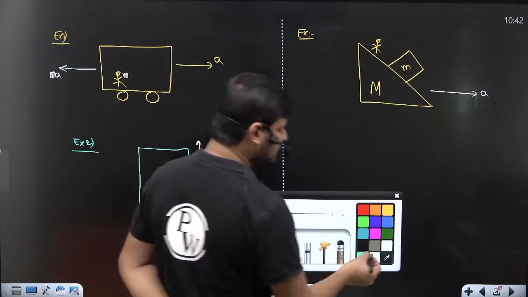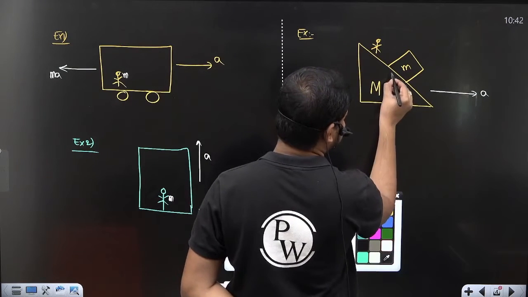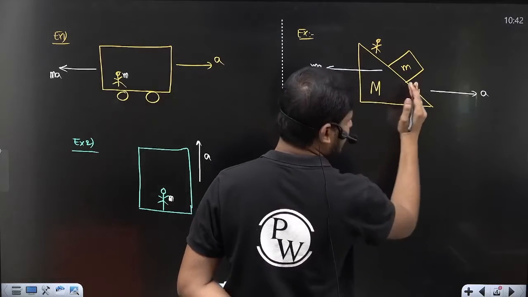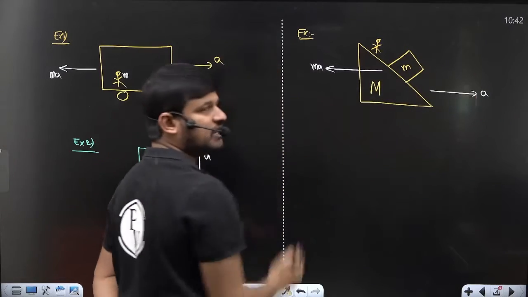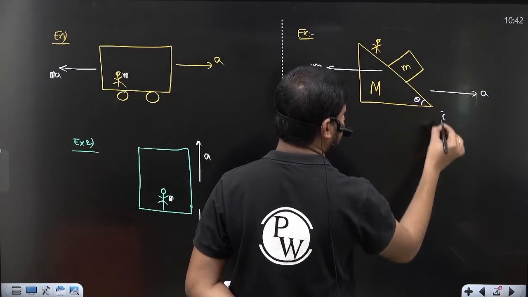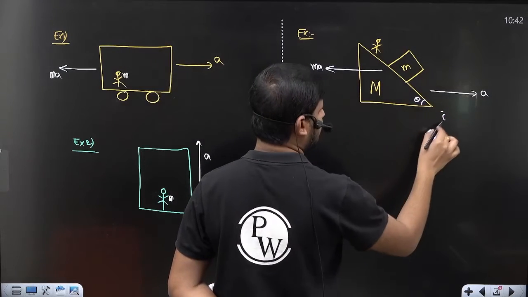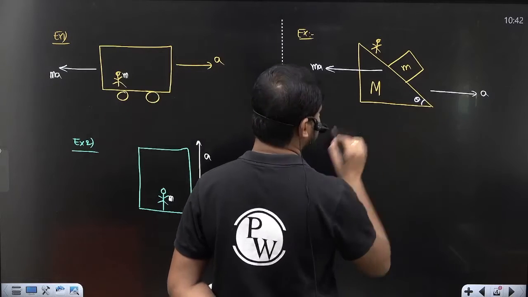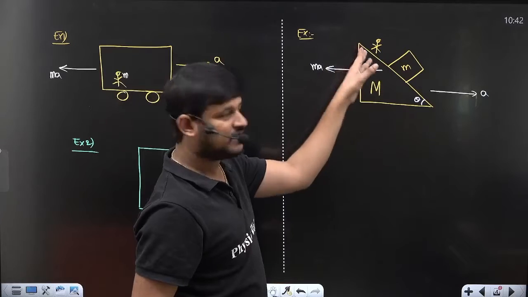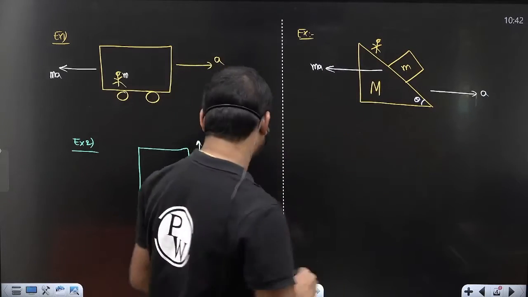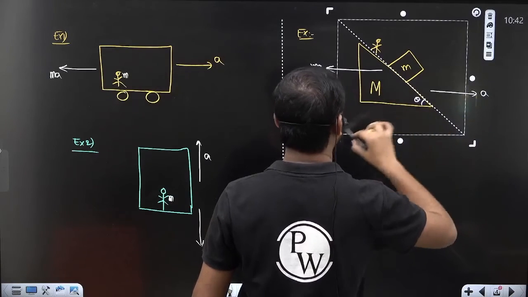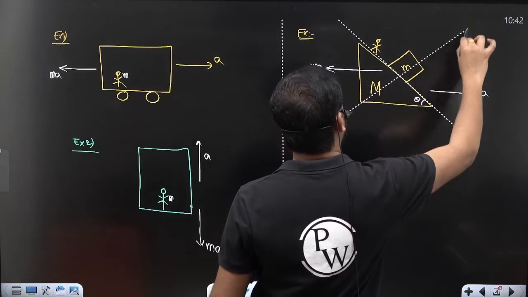So the pseudo force comes here. Obviously the pseudo force that acts here is ma. The acceleration is to the right side, therefore ma acts to the left side. Clear? If you take this angle as theta, this ma will have two components. For the inclined plane we generally take this as the x-axis and this as the y-axis. We change the frame of reference.